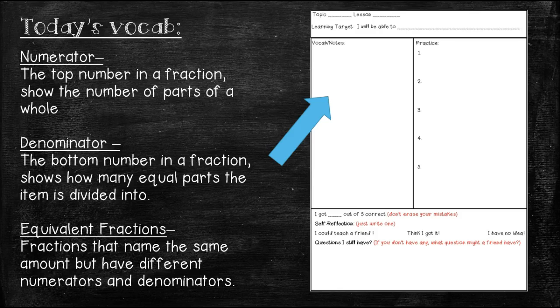And then our last vocabulary word for the day is equivalent fractions. Those are fractions that name the same amount but have different numerators and denominators. Go ahead and pause the video so you can write all of today's vocabulary in, and be sure to leave room for some notes.